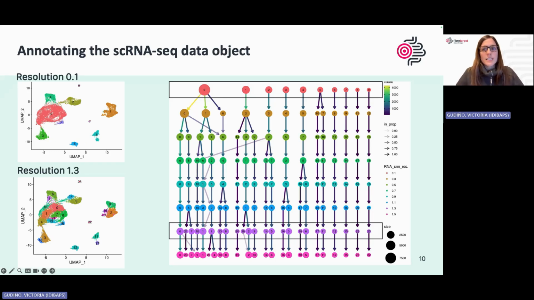To help us understand the ontology of the clusters, we can make use of this plot, which is a clustering tree. This will allow us to see where the new clusters in the highest resolution come from, and it may be quite useful when we are trying to choose the right resolution to work with.